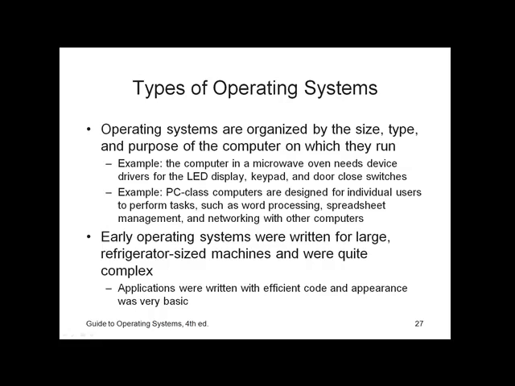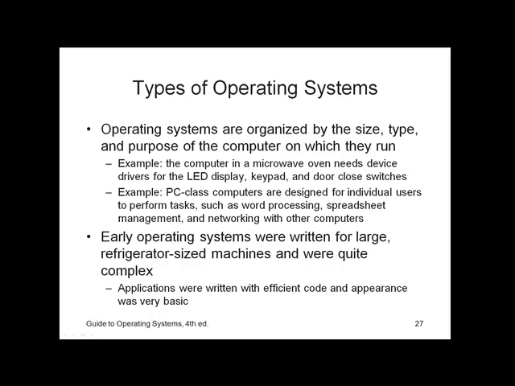Operating systems are organized by the size, type, and purpose of the computer on which they run. For example, the computer in a microwave oven. Well, yes, it too has an operating system. It requires input from the user, and the output is the wattage, the length of time that it cooks, etc. It needs device drivers for the LED display, the keypad, and even the door close switches. Another example would be a PC class computer designed for individual users to perform tasks: word processing, spreadsheet management, and networking, to say the least, along with connecting with other computers.